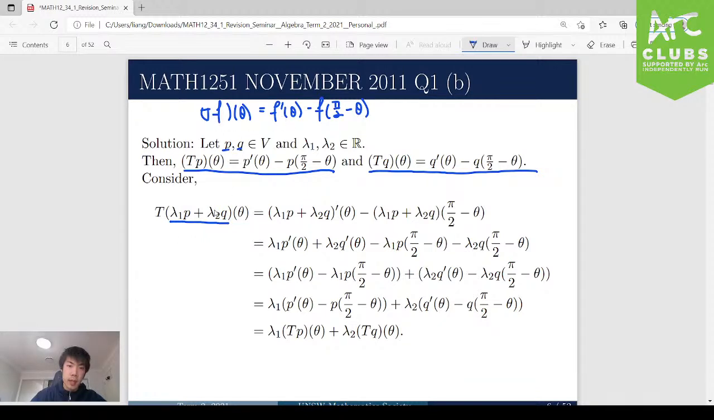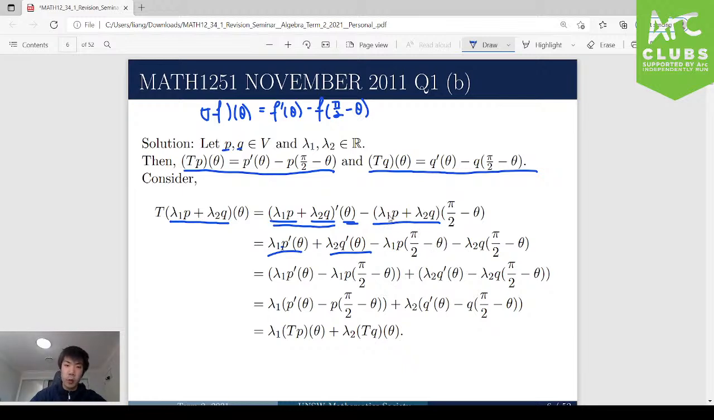So we have this thing, p dash theta, minus this thing, q at pi over 2 minus theta. But then again, by the linearity of differentiation that I showed you in the previous slide, this can be taken out and basically the derivatives are evaluated individually. So you have lambda 1 p dash theta, that comes from this, and lambda 2 q dash theta, that comes from this.